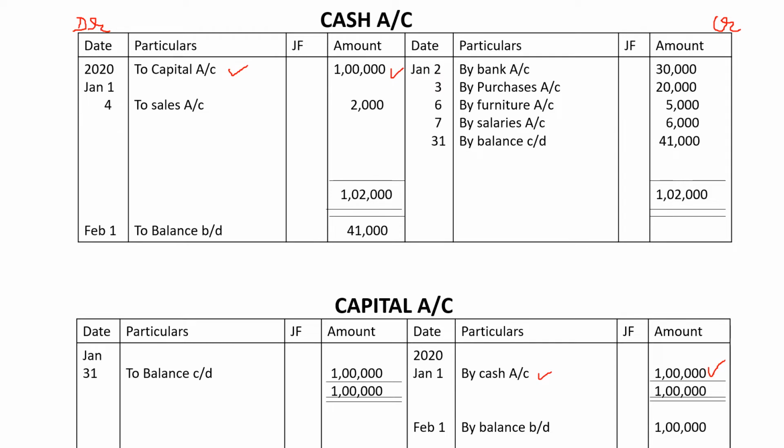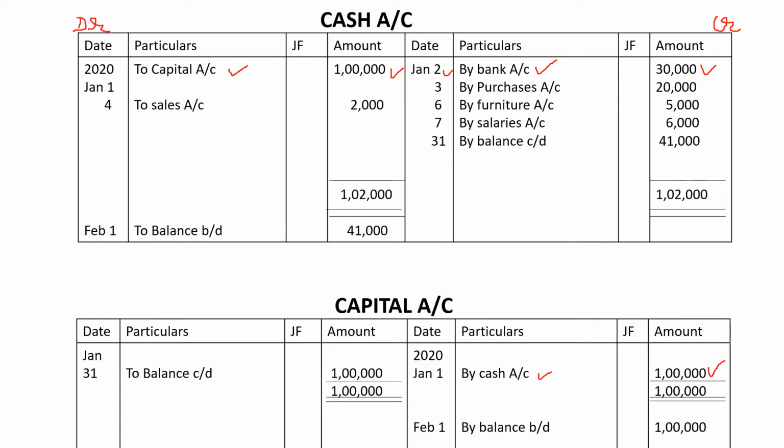Next, the second transaction is deposited cash into bank. So the transaction is bank account debtor to cash account on January 2nd. So in bank account we have to write it in debit side, to cash account, rupees 30,000. In cash account in credit side we are writing, on January 2nd, by bank account, rupees 30,000.